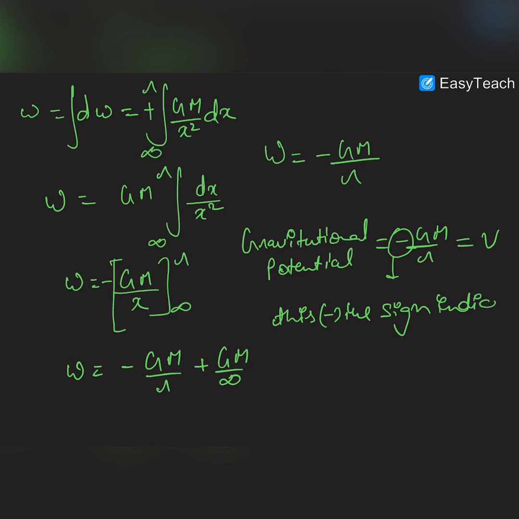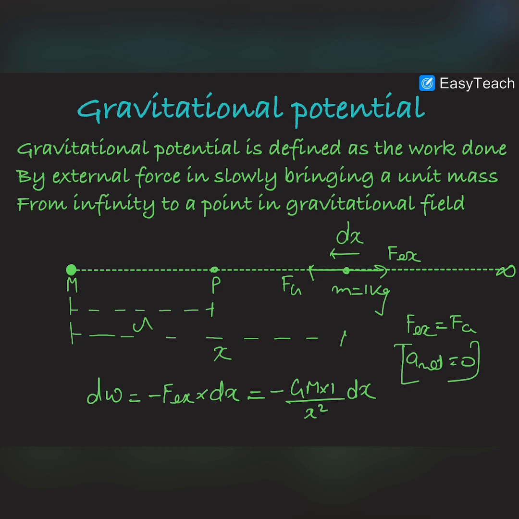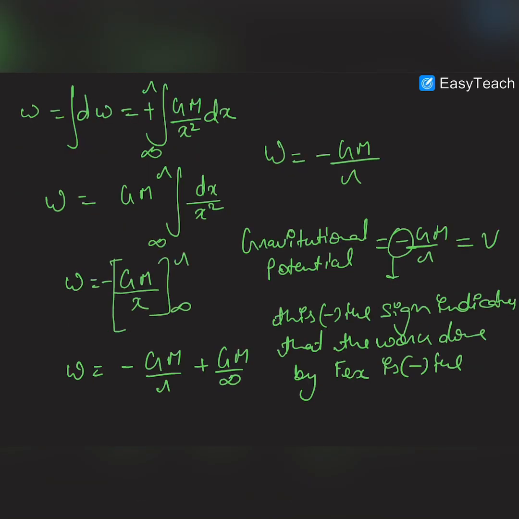Obviously this negative sign indicates that the work done by F external is negative. You can see that the displacement of this mass is in this direction, and the external force is acting in this direction. So the work done by this external force is negative, and therefore the gravitational potential is negative.